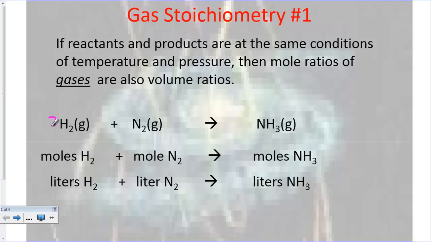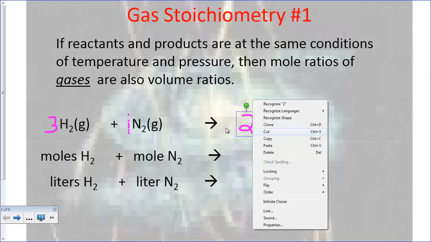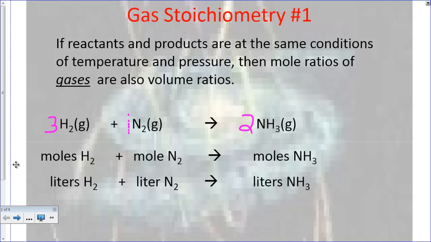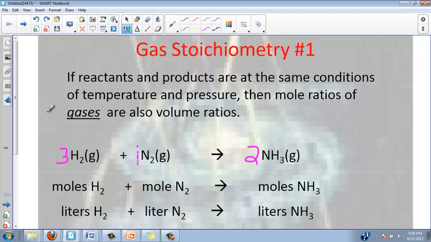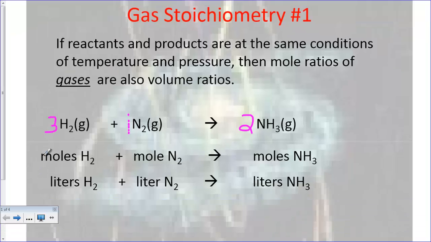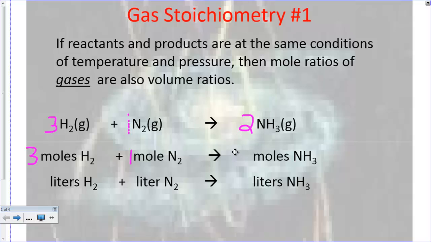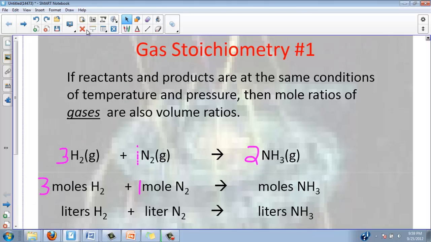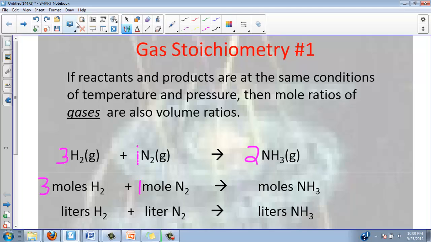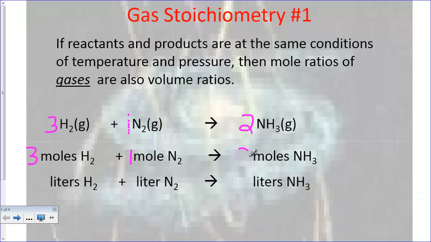So if we were to balance this equation, this would be a 3, and there would be a little imaginary 1 there, and this would be a 2. Now that's standard for any balanced equation. Now, if you were to look at the mole relationships here, you see that for any balanced equation, the number of moles is going to be the same as the coefficients in front. So we know we'd have 3 hydrogens, 1 nitrogen, and 2 ammonias. All right, sorry about that.